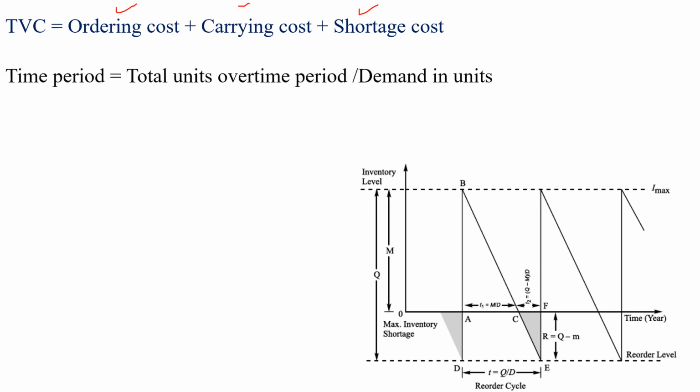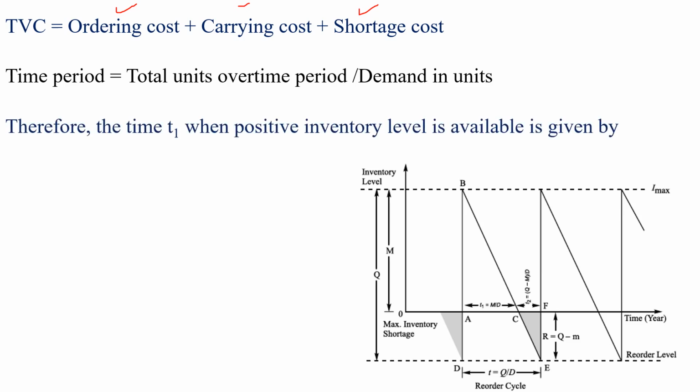Then we have to determine the ordering cost, the carrying cost and the shortage cost. First we have to determine these in terms of Q, M and R. First we have to determine the time period values. We know the time period is the total units over the time period divided by the demand in units. Let's see the time T1. So this is the time T1.